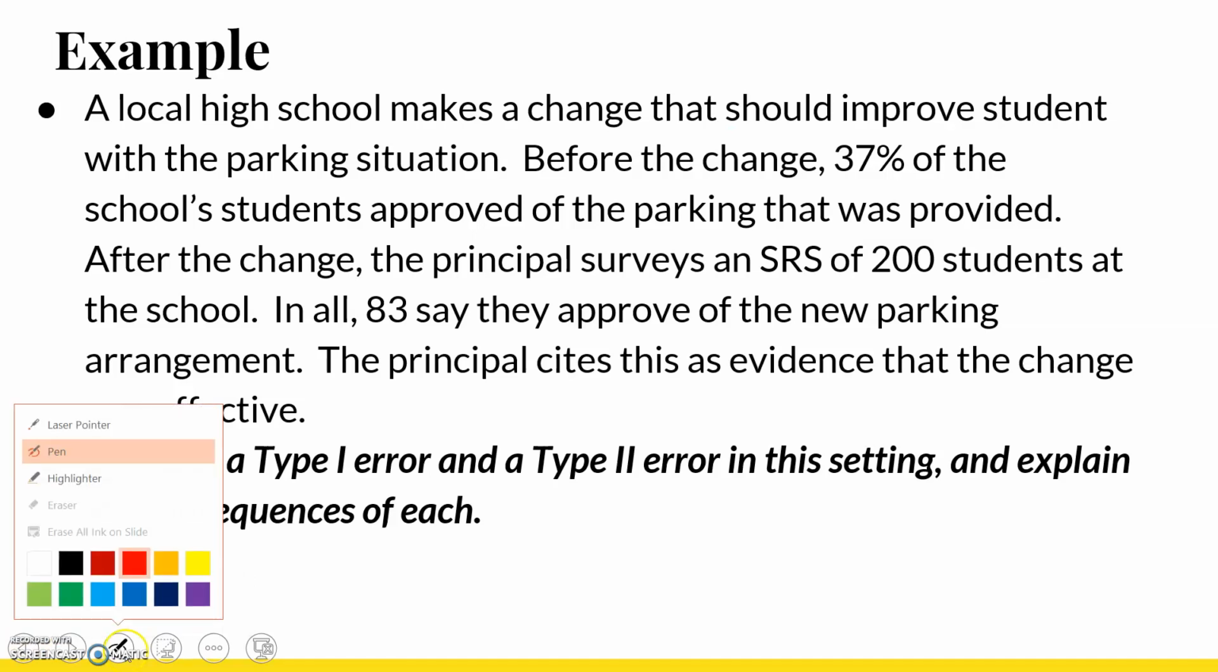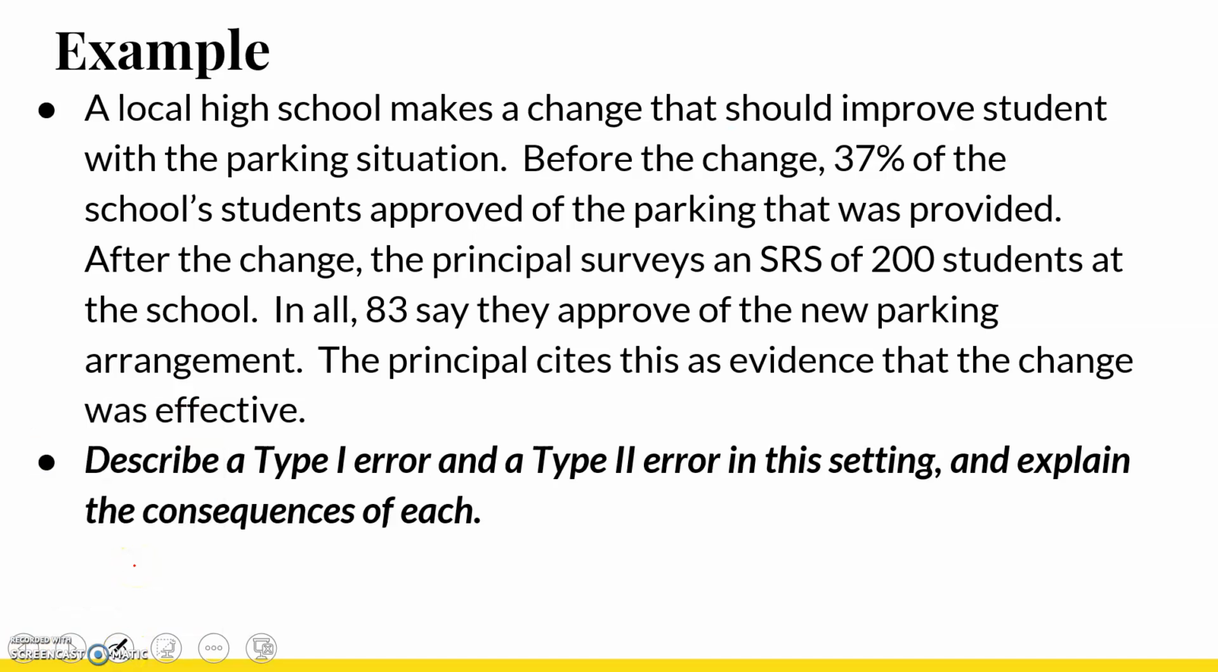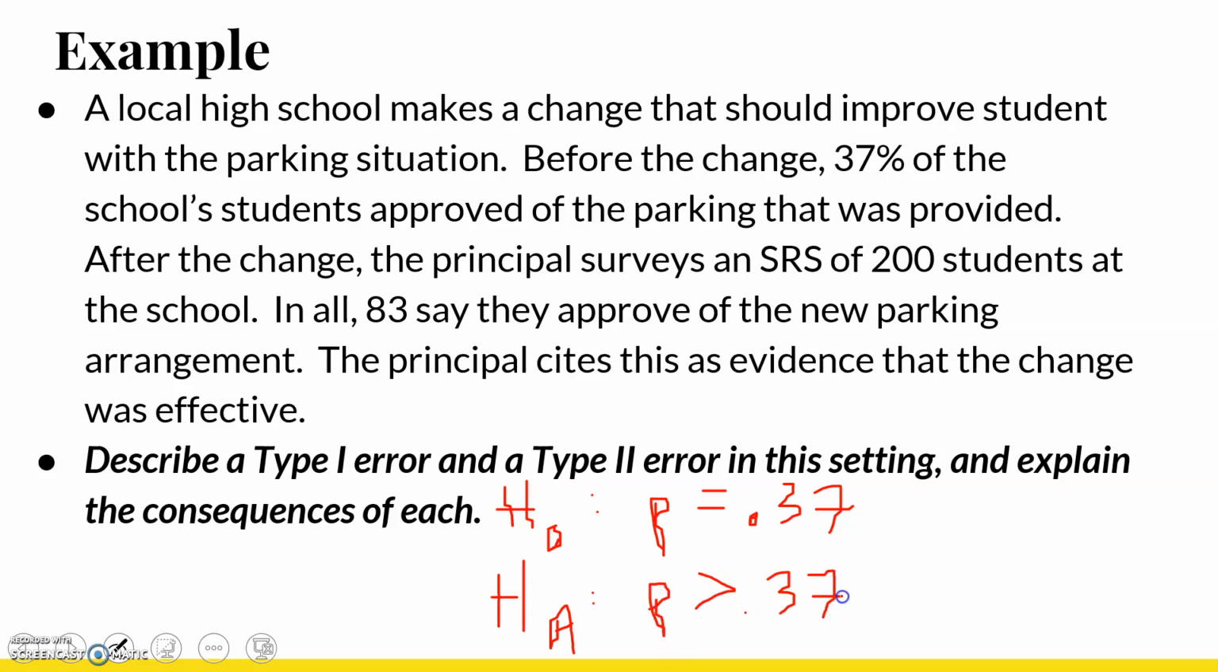Okay, so before we look at the solution, I'm just going to briefly write our null hypothesis here. So it sounds like our H naught in this scenario is a true proportion of the students that are satisfied with the parking situation being at about P is equal to 0.37. And then we've got an alternative that says P is greater than 0.37. There's an improvement in students that are satisfied with the parking situation.